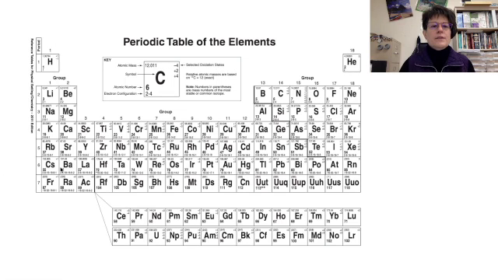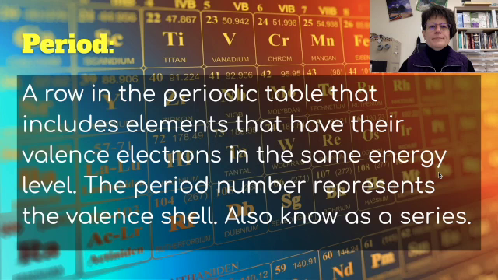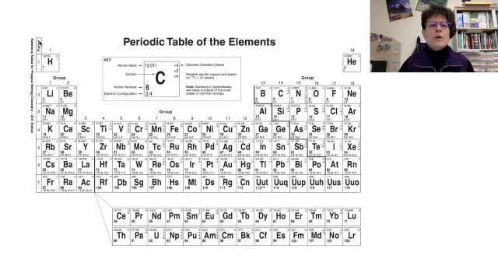So here, the columns up and down are the groups, and it's labeled right here, group, in case you forget. Then there's also the period. This is a row in the periodic table that includes elements that have their valence electrons in the same energy level. The period number represents the valence shell, and sometimes we also call these a series. So period is labeled here, so the periods are the rows going across, and we have already covered that.